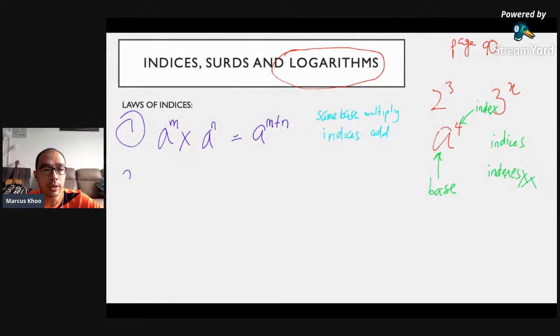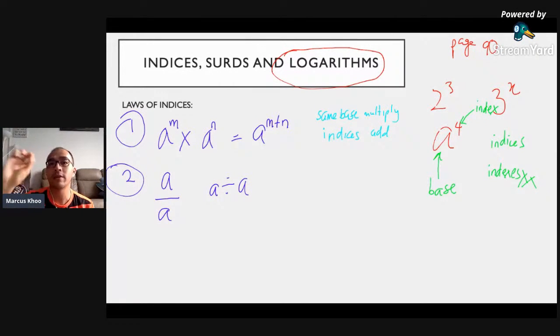The second law says that if your base is divided, okay, atau A divide by A, macam ni. Okay, we divide the base. Same base kita divide. Okay, this only works, guys, if the base is the same. If the base is different kan, nothing. Tiada kaitan langsung.